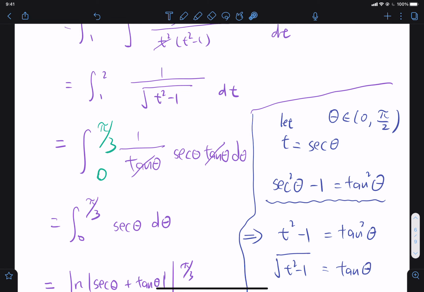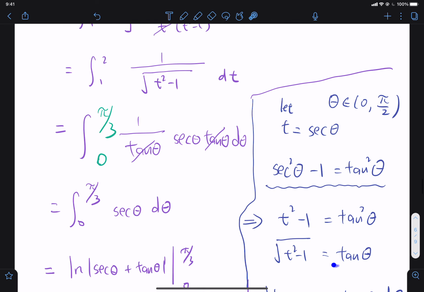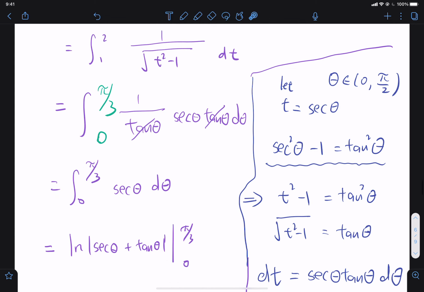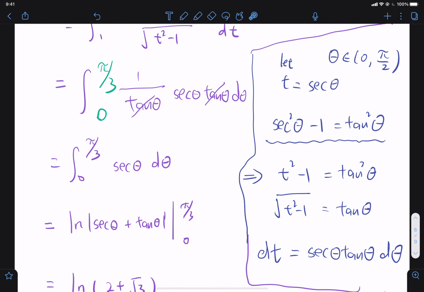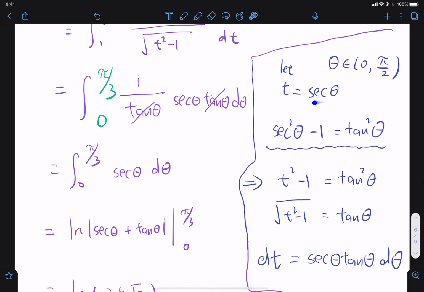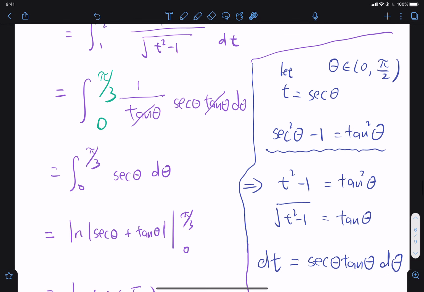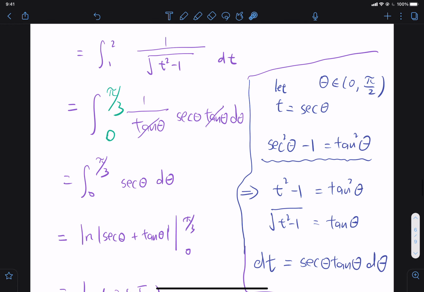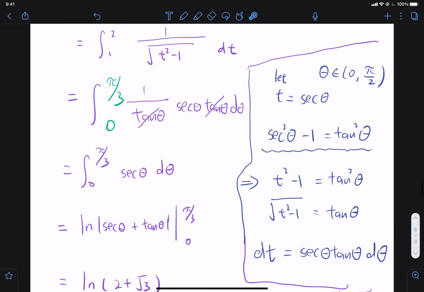This square root of this expression is going to be replaced with tangent theta. Okay, tangent theta is here. And then also need to find this dt. Okay, dt is the derivative of secant theta. So that is secant theta tangent theta d theta, in our formula sheet. So I put this here, and we now have this tangent theta cancel with this tangent theta. And we also need to figure out the new bounds.